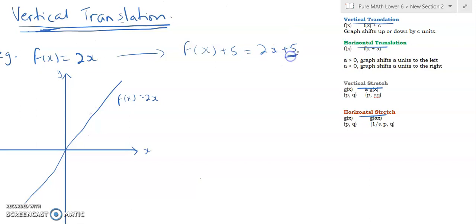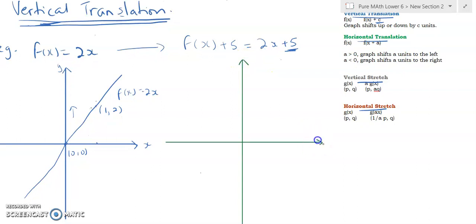This +5 is my c that's mentioned here, and it simply says we shift the graph up or down. So what I'm going to do with this original graph is modify it and shift it 5 units up. This point here is (0, 0). Say I have another point here, (1, 2). Those are just 2 random points on this graph. Now I want to show you what I will get for my new graph. The new graph will simply be the same straight line, and these two lines will be parallel.